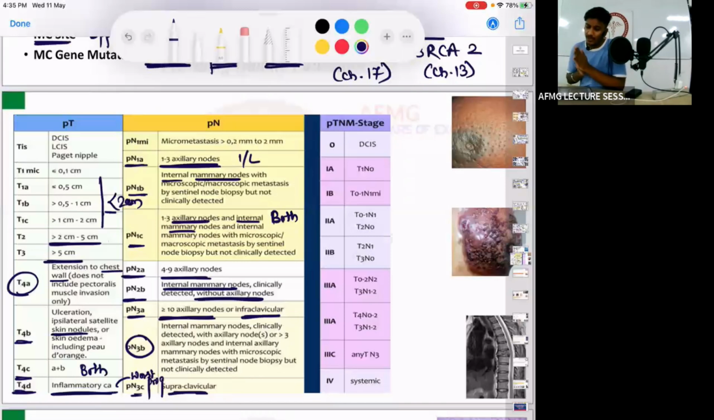N1A ipsilateral axillary, N1B ipsilateral internal mammary, N1C 1 to 3 axillary and internal mammary both. N2A 4 to 9 axillary, N2B internal mammary without axillary. N3A more than 10 axillary or infraclavicular, N3B all, and N3C supraclavicular.